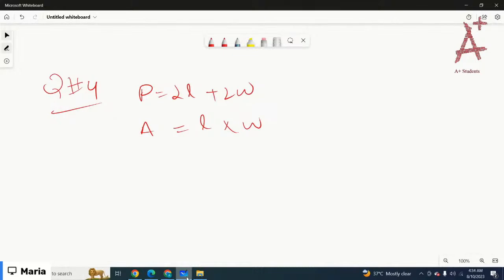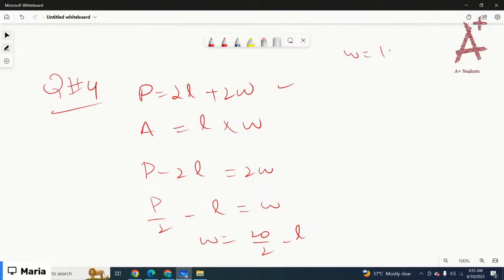Okay, so you are given the perimeter is 20, right? So let's just use this equation. P minus 2L equals 2W. Just divide both sides by 2, it would be P over 2 minus L equals W. So you are given the perimeter 20. So W equals 20 over 2 minus L. That means W equals 10 minus L, right?